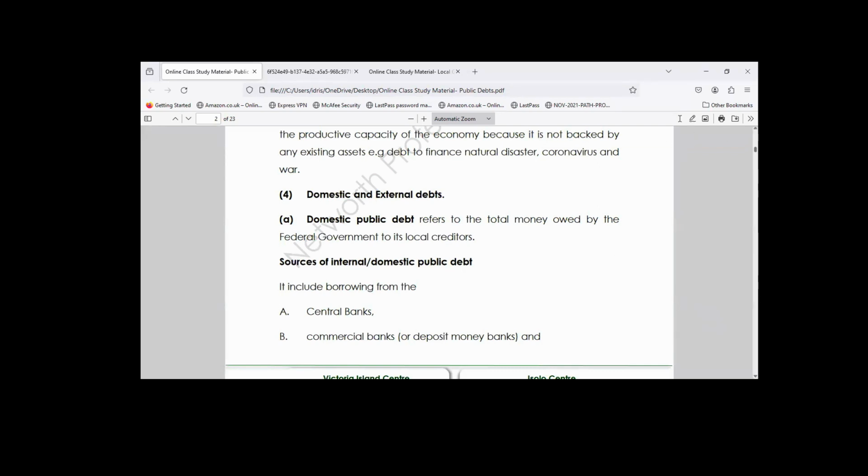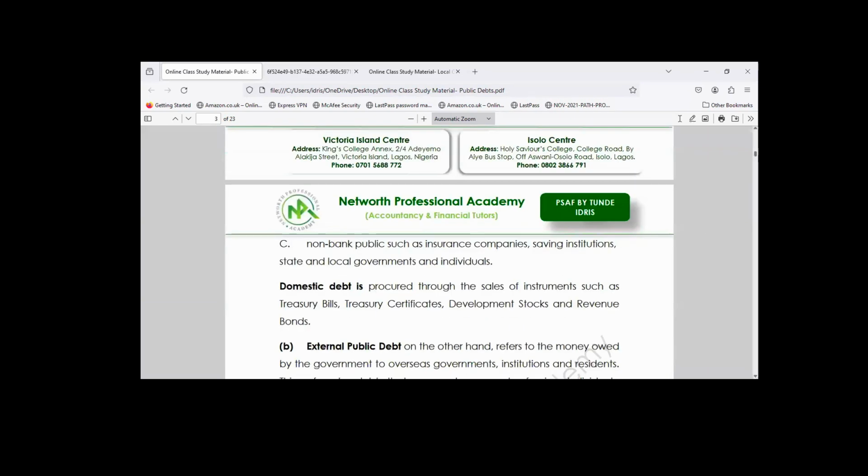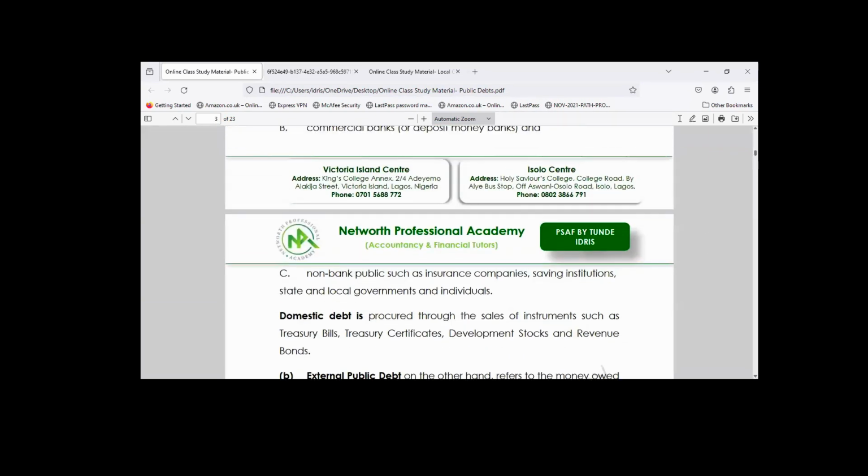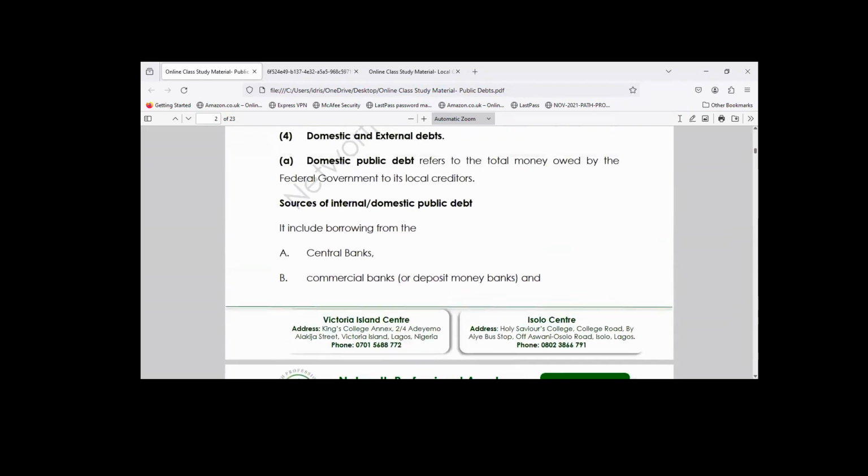Sources of domestic debt. Where can we get domestic debt? We can get it through the central bank. The central bank is the one that issues treasury certificates and development bonds for government. All these treasury certificates are domestic. They are within the country. Commercial bank: the federal government can go to a commercial bank and borrow money. State government can go to a commercial bank and borrow money.